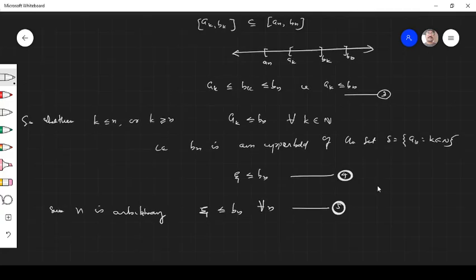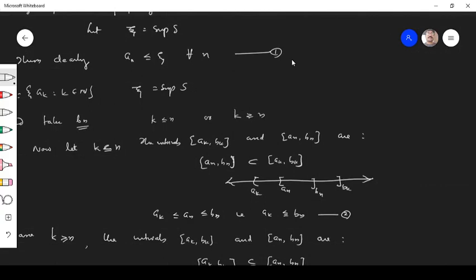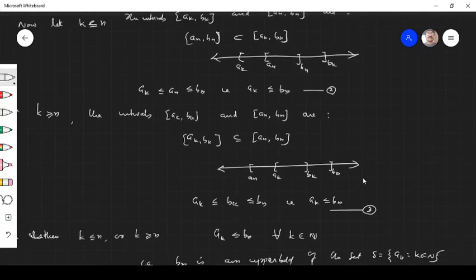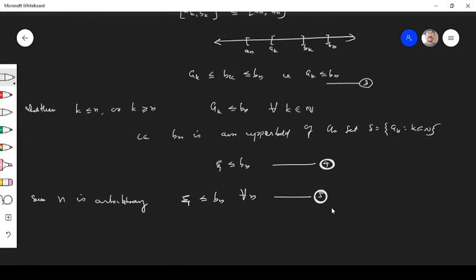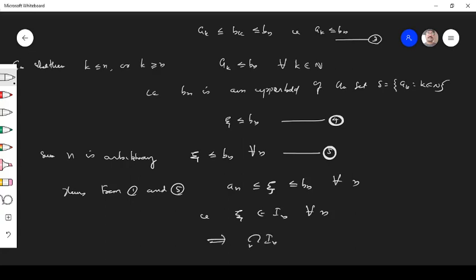So earlier we proved An is less than or equal to psi for all N, which is result number 1. Here we have got psi is less than or equal to Bn for all N. Thus, from 1 and 5, we have An is less than or equal to psi, less than or equal to Bn for all N. That is, psi belongs to In for all N, which implies the intersection of In, N equal to 1 to infinity, is non-empty.